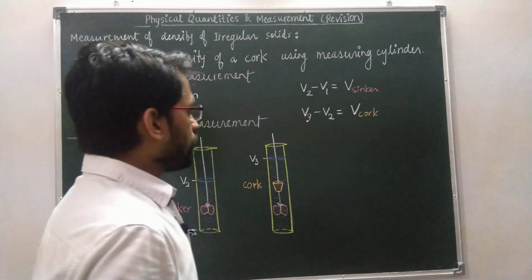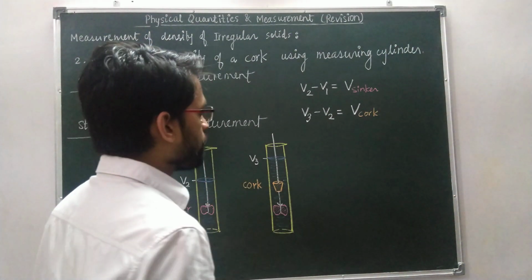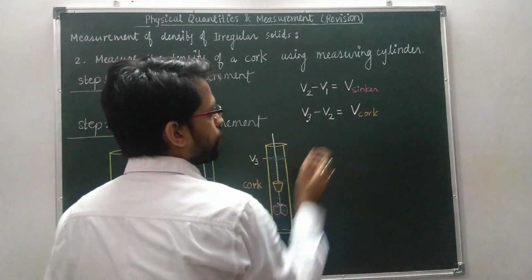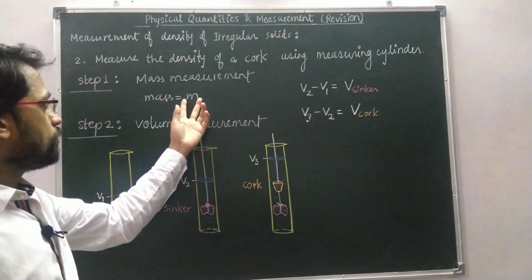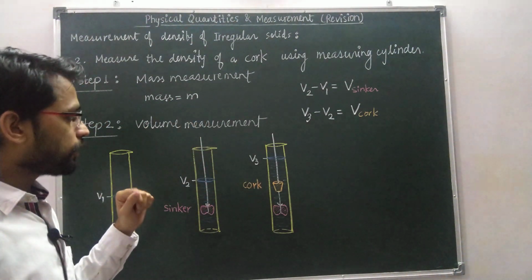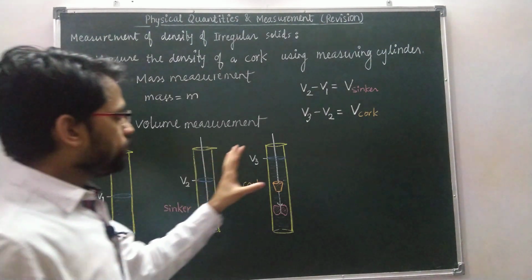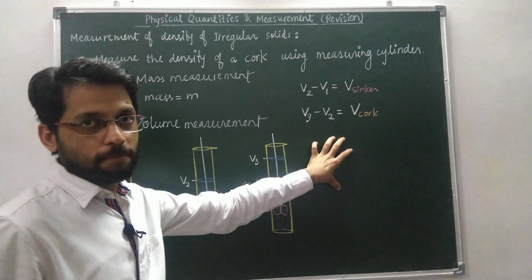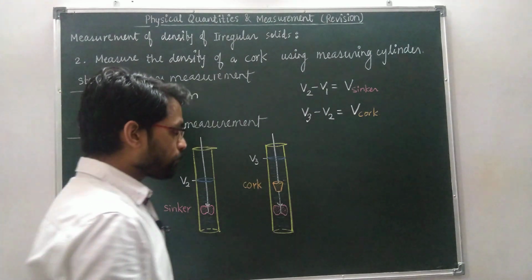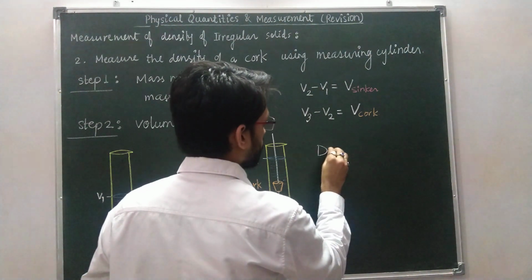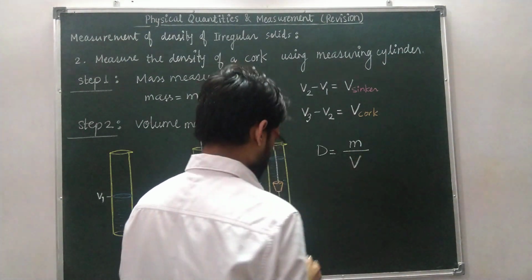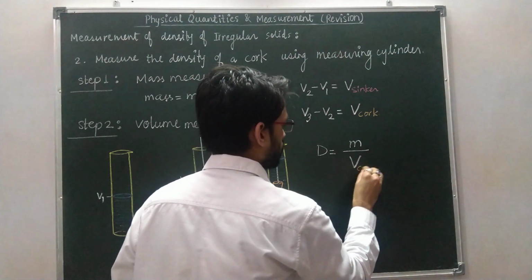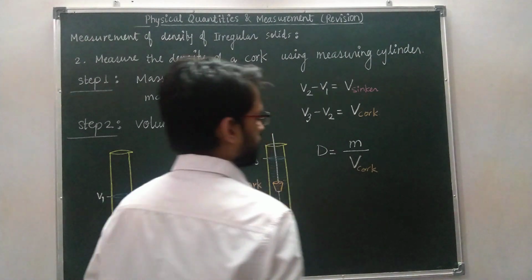Now we have the volume of the cork, and we have the mass of the cork. Then we can find the density by using the formula D equals mass upon volume of the cork.